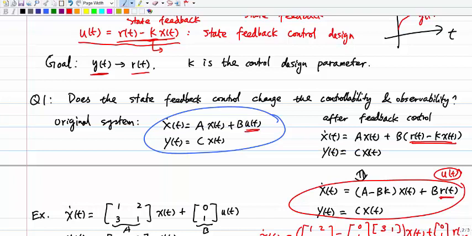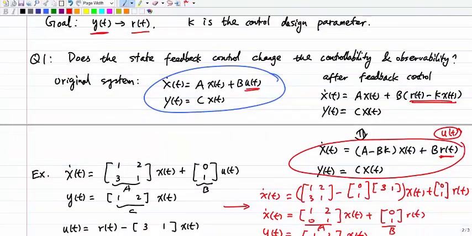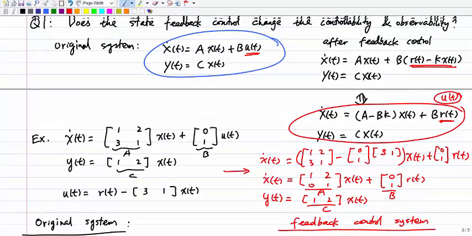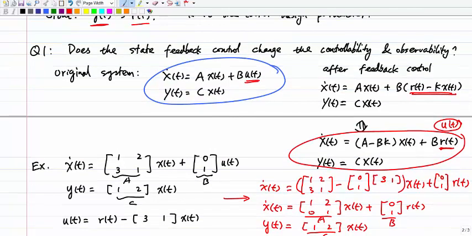Let's take a look at an example to see what the difference is. The linear time invariant system is x dot of t equals the matrix [1, 2; 3, 1], which is the A matrix, times x(t), plus [0; 1], which is the B matrix, times u(t). y(t) equals [1, 2], the C matrix, times x(t). And the feedback control law is given by u(t) equals r(t) minus [3, 1] x(t). This is my K.